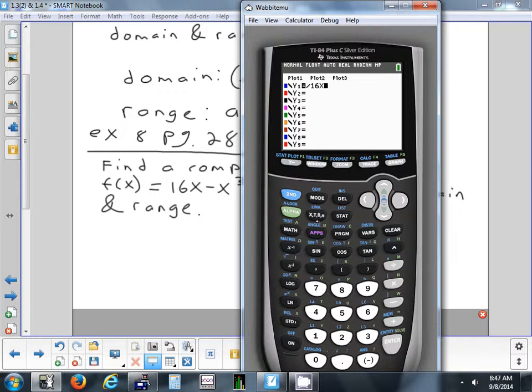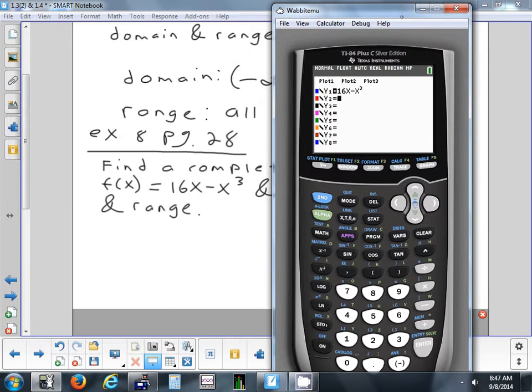So we got 16x minus x cubed. Okay, if you have one of the newer calculators, it'll show the exponent like that. If not, it'll show the caret symbol, and then you just put in the 3. Okay, generally start with zoom 6, which is your standard zoom, and see how that looks.